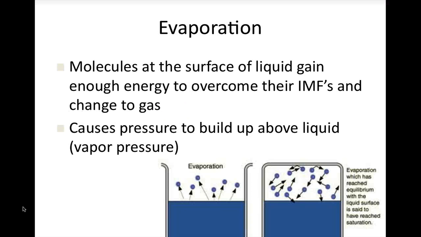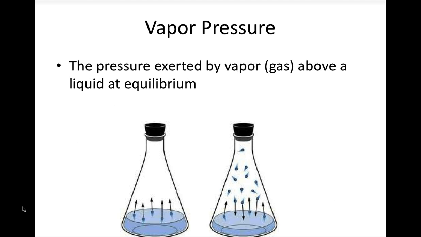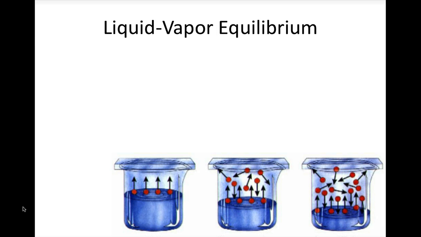Lesson 1, vapor pressure. So let's look at what evaporation is. Evaporation is where molecules at the surface of a liquid gain enough energy to overcome their intermolecular forces and change to gas. This causes pressure to build up above a liquid. So, vapor pressure is the pressure exerted by vapor or gas above a liquid at equilibrium.